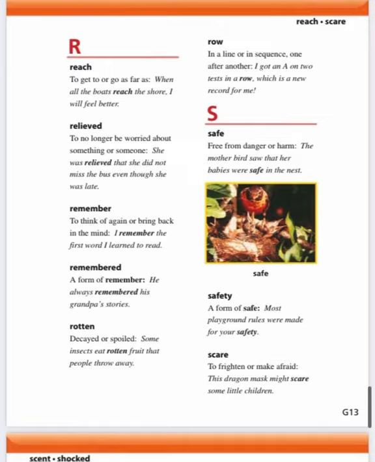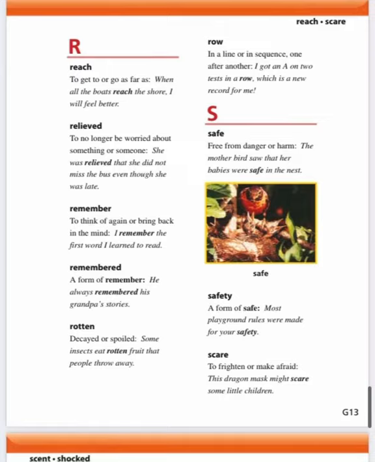Rotten, decayed or spoiled. Some insects eat rotten fruit that people throw away. Row, in a line or in sequence, one after another. I got an A on two tests in a row, which is a new record for me.